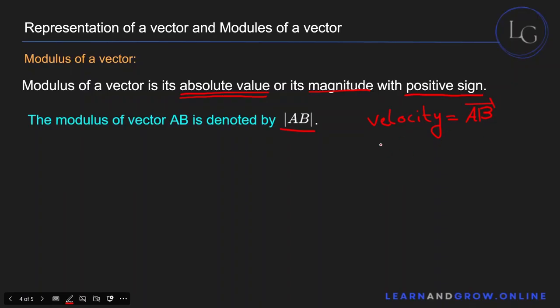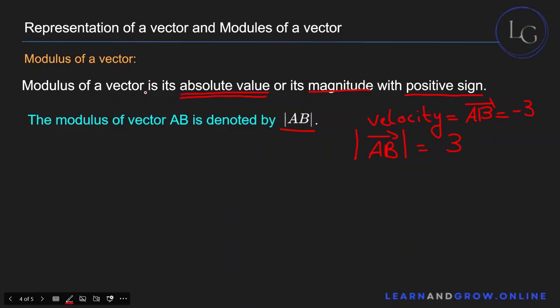Oops. And we need to find the absolute value. So let's say that the velocity AB is equal to, let's say, -3. The absolute value of this would be |AB|, and that would be equal to +3. Okay, and you'll later on see why we need to do this.